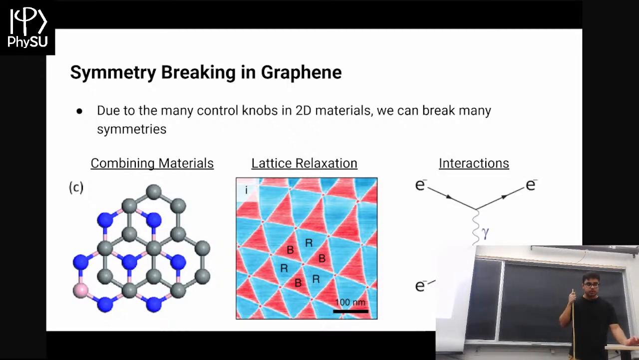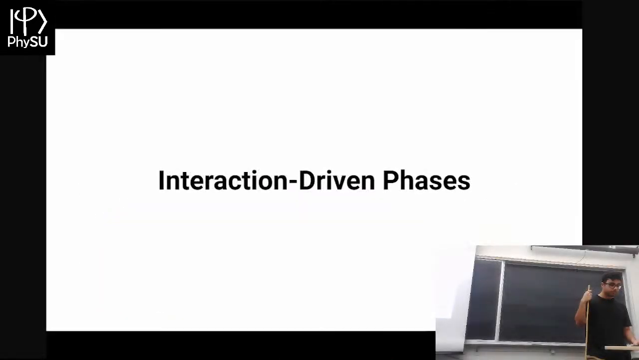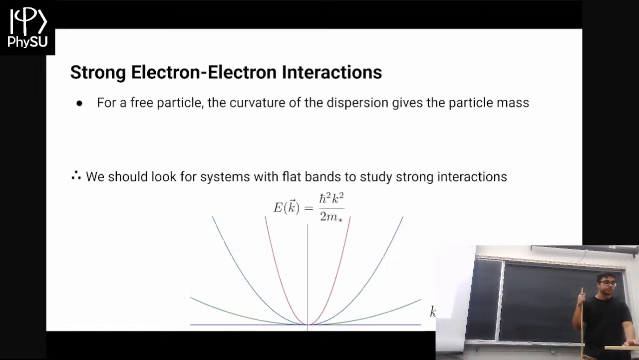Now another third option is interactions. So it turns out that at really low temperatures, when these interactions become important, they can also break symmetries, and that's what I'll talk a little bit about later. So for these interaction-driven phases, this is where really low temperatures and these interactions, you can actually see the effect of them. And what I mean by interactions is just the Coulomb repulsion between these electrons.